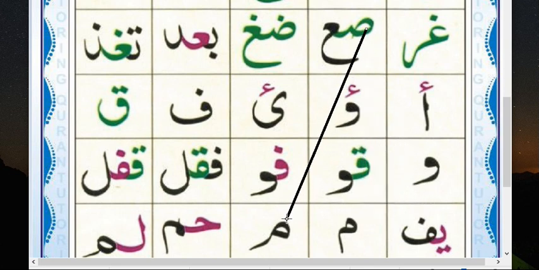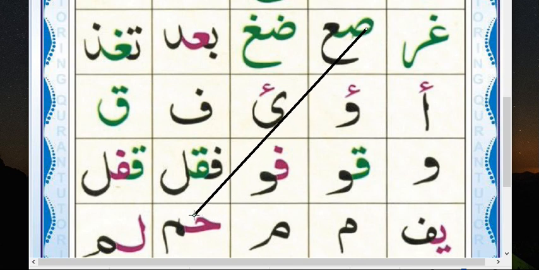Mim. Meem. You can see both shapes are meem. The first meem is a little bit different. The other one is this one. Ha meem.